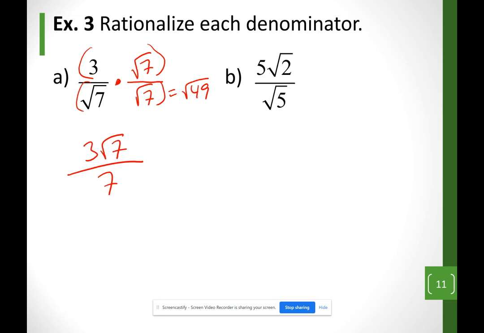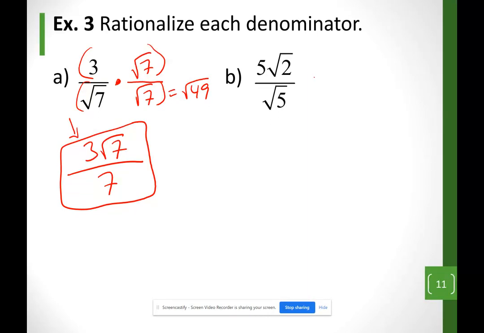On the top, I can have it. Make sure if you have one on the top, you simplify it. And also take a look at your fraction. Your whole numbers, 3 over 7. If you can simplify them, then do so. In this case, we cannot.